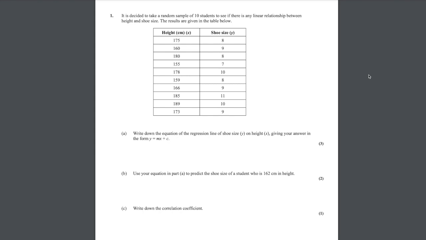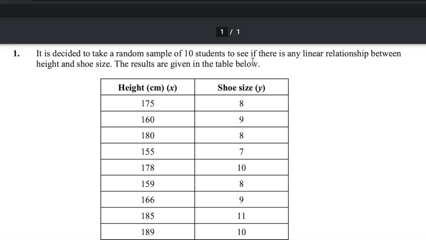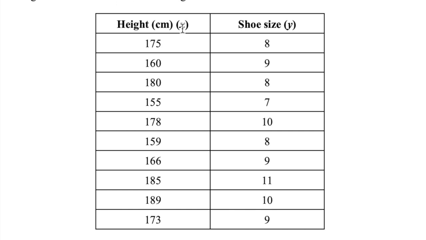Okay, so here is our example of a correlation problem. I'm just going to walk through it with you using Google Sheets. What we have here is it is decided to take a random sample of 10 students to see if there's a linear relationship between the height and shoe size. The results are given in the table. So our height is X, shoe size is Y.